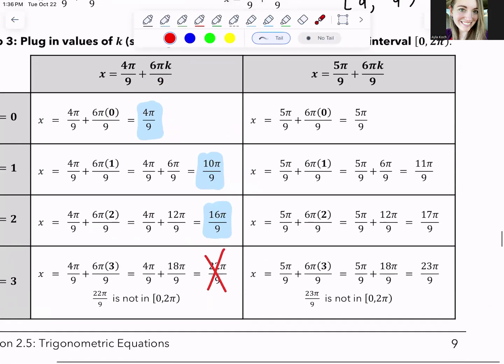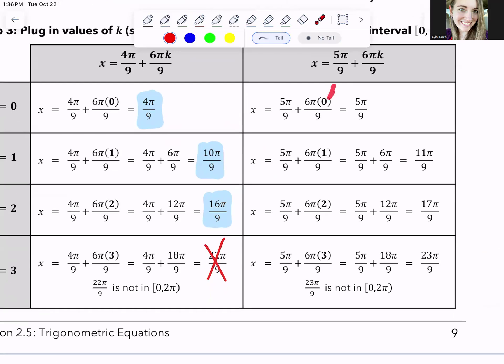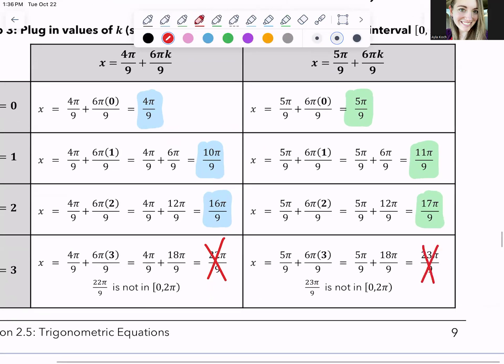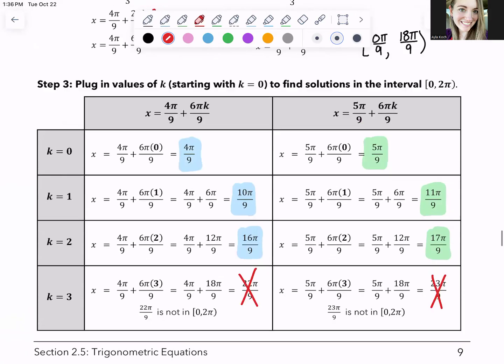And then we do the same thing over here. Plug in 0, you get the answer 5 pi over 9, that works. You plug in 1, you're going to get 11 pi over 9, that works. If you plug in 2, you get 17 pi over 9, that works. And then when you plug in 3, you get 23 pi over 9, which will not work. So there is a total of 6 answers for this problem.